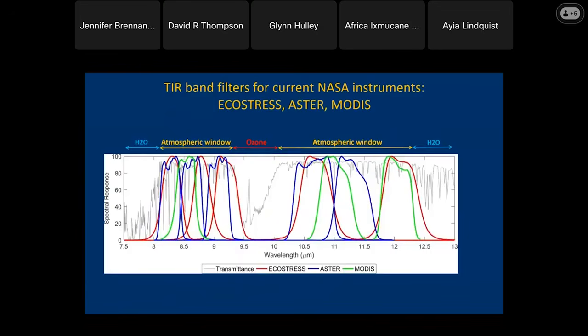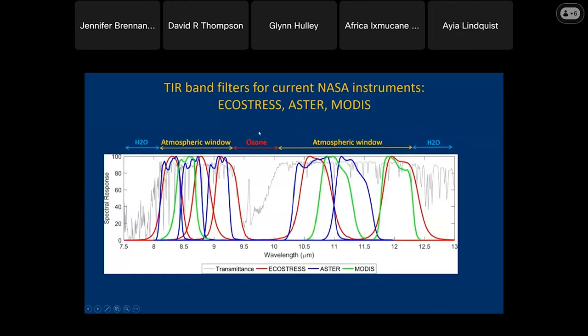To do that, we use multi-band instrumentation from thermal infrared sensors up in space primarily. For example, from 2000, we've used ASTER and MODIS on the Aqua and Terra platforms. So ASTER, for example, has 5 bands that cover the 8 to 13 micron thermal infrared range here, shown in blue, and MODIS has 3 bands here shown in green.